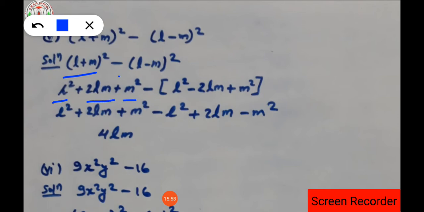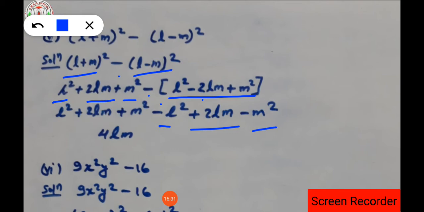The minus comes from the question itself. Now the (a minus b) whole square identity will be used, so expanded it will be L square minus 2LM plus M square. Now open the bracket. Why are we opening the bracket? Because a minus sign is present before it, isn't it? So when you open the bracket, plus and minus will be minus itself, so it will be minus L square. Minus and minus will be plus, so it will be plus 2LM, then minus plus will be minus M square, isn't it?